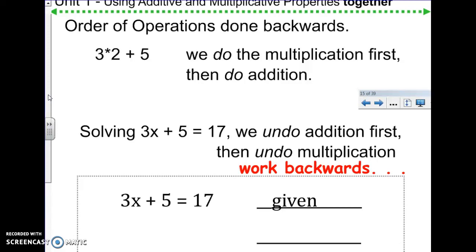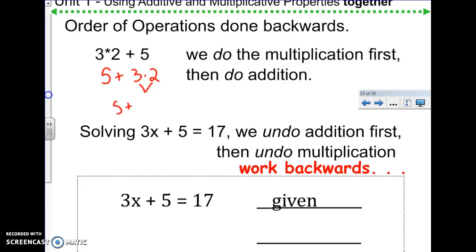If you had something like this problem right here, we would ask you to do the multiplication first and then the addition. Or even if this was written backwards, you might have something like this. We still do the multiplication first and then we do the addition because we have a specific order that we have to do math in.